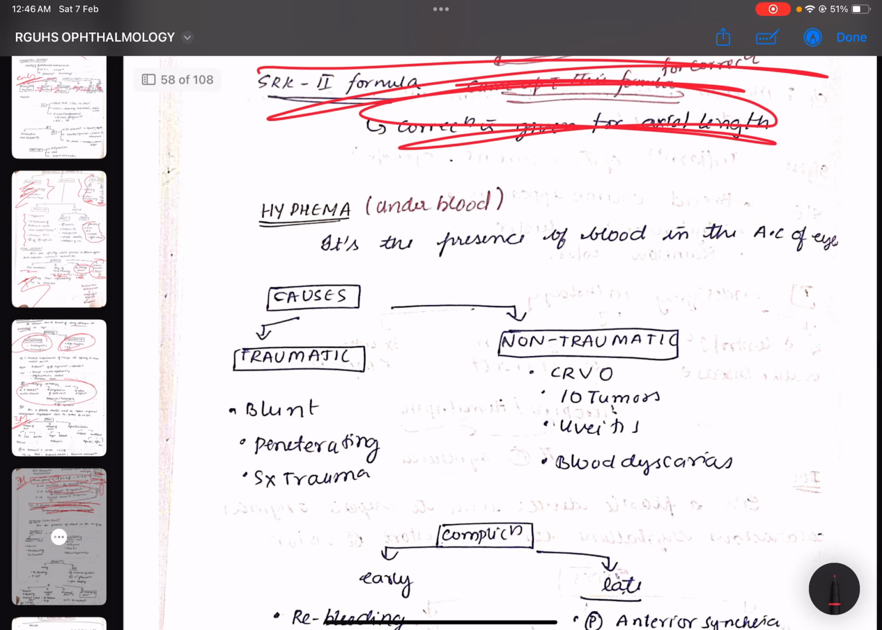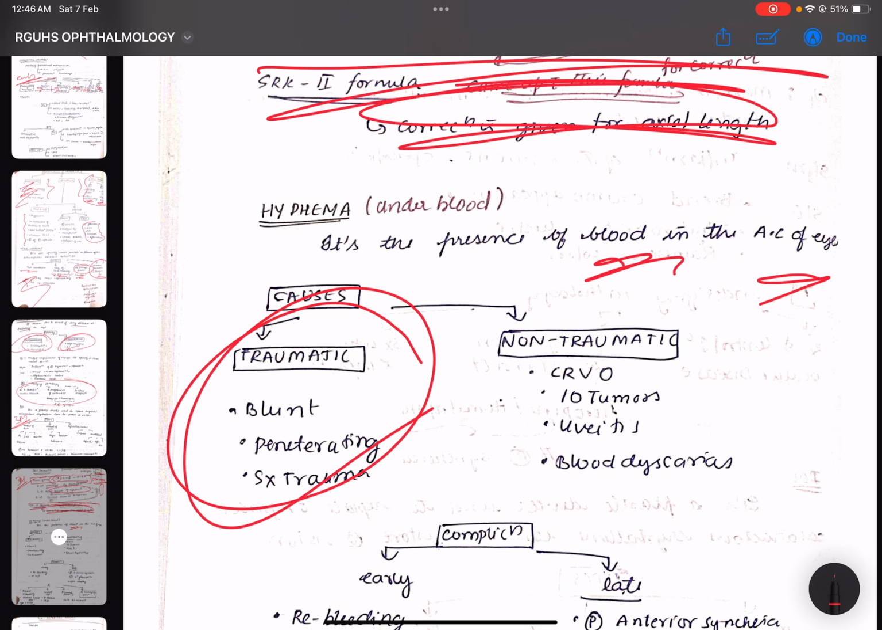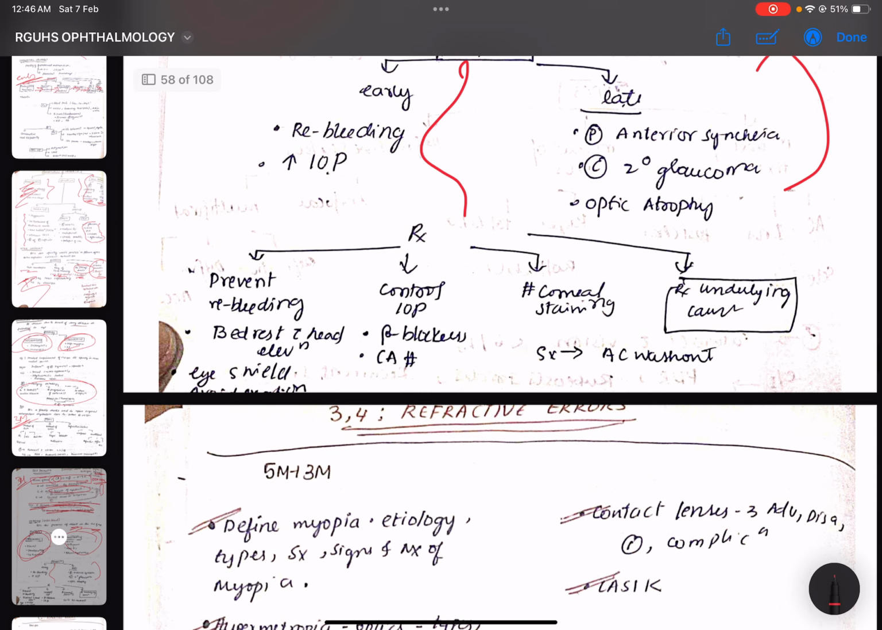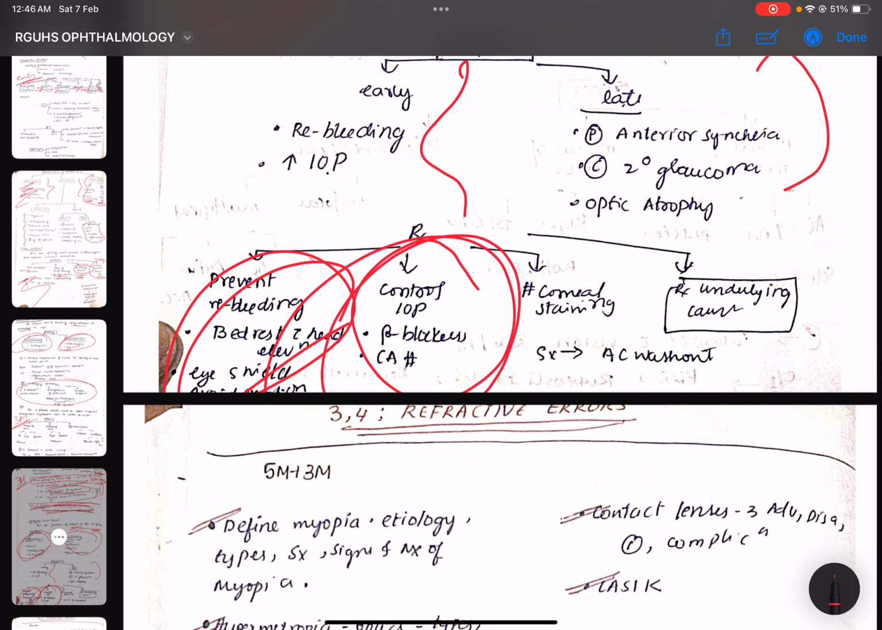And hyphema, that is something to do with blood in the anterior chamber. Again, if it's blood, what is the important thing in the surgical paper? Traumatic, non-traumatic, that's it. And again, these are the complications. Again, what is the major thing? Obviously, you have to prevent raised IOP and also prevent everything else.